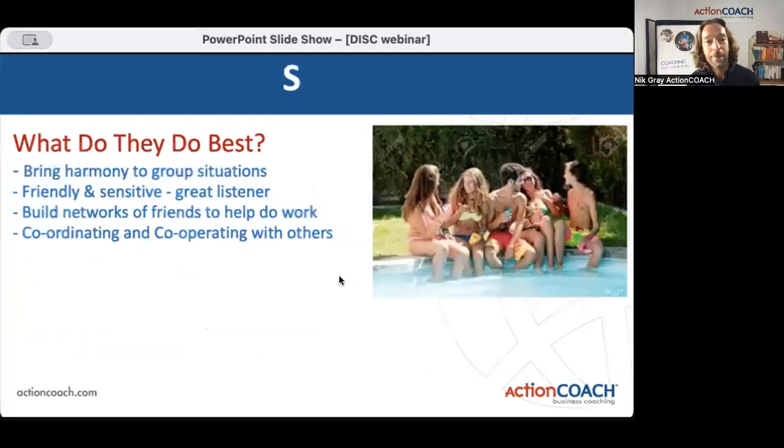Now, S's, they're very sociable too, and they'd like to come along to the party at the pool, but they want to be with all their friends, and they won't feel comfortable about ringing everybody. But they'll bring harmony to group situations. Had a client yesterday, we reviewed his team, and his office manager was an S, which is perfect for an office manager. They like to look after people. Build networks of friends to help do the work, and they're good at coordinating and cooperating with others.